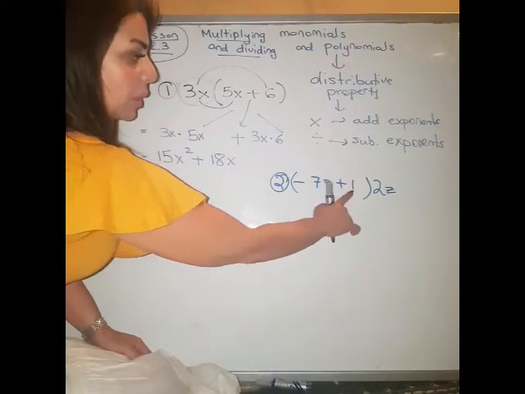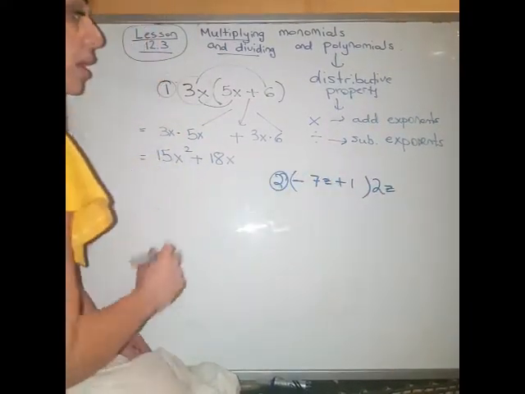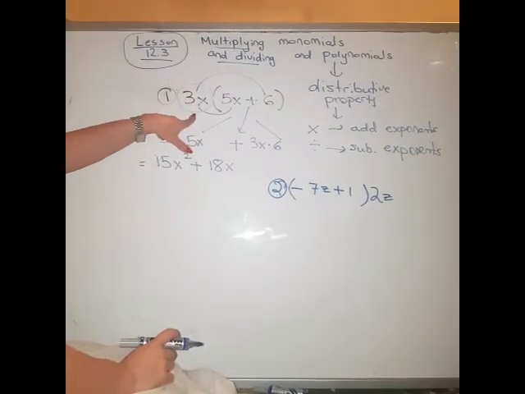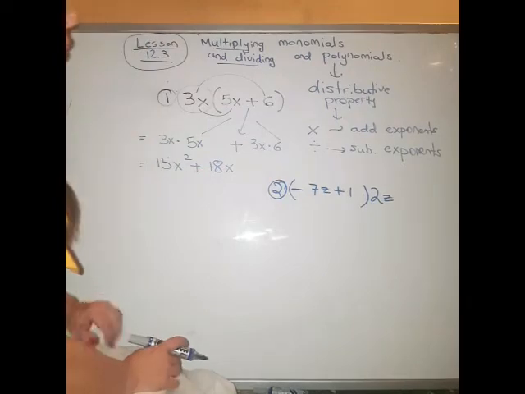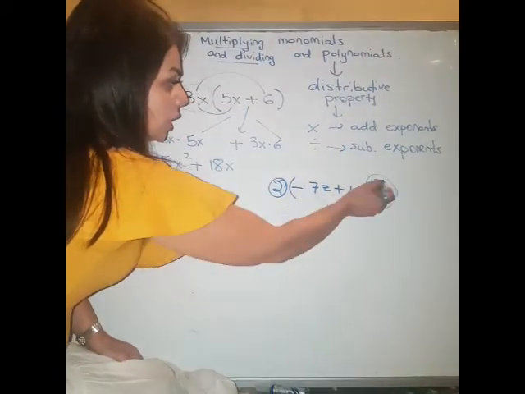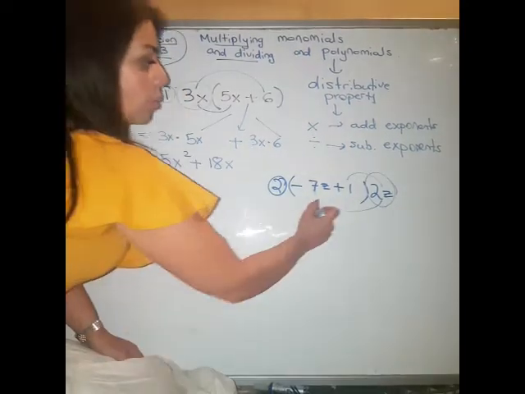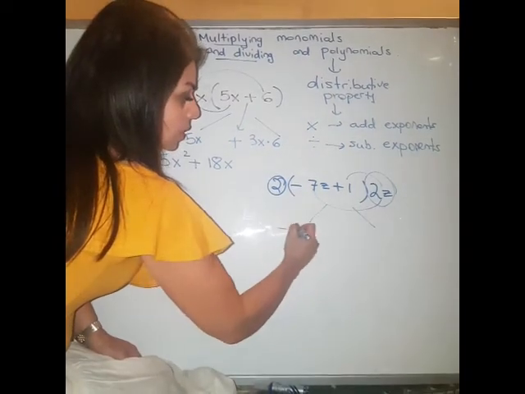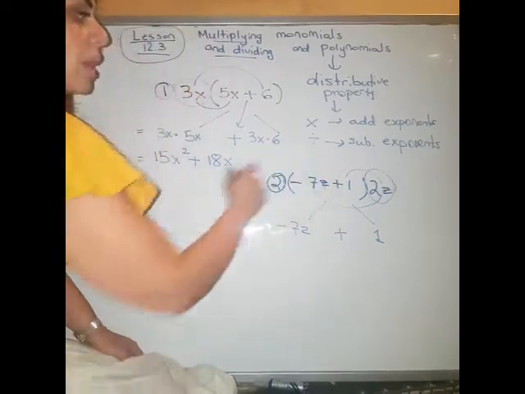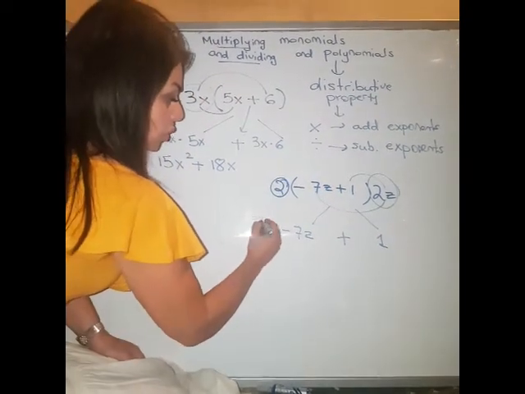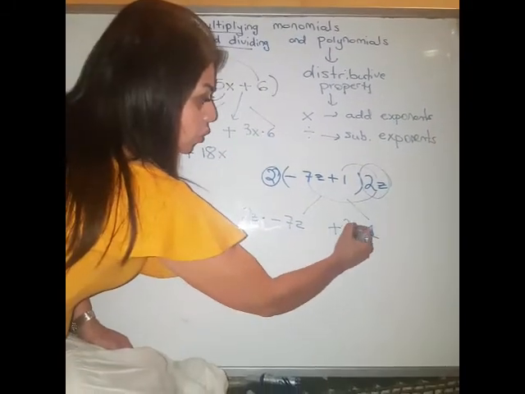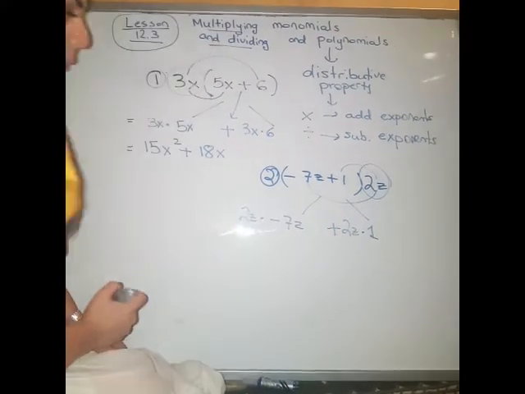Let's look at the second example. Negative 7z plus 1 in parentheses, times 2z. Sometimes they're going to put the number to be distributed outside on the left, sometimes on the right, but the same concept applies. I'm going to be distributing in here and in here. Bring down what's in my parentheses, negative 7z and a 1. Bring down the plus sign. What am I distributing? 2z times negative 7z, 2z times 1.